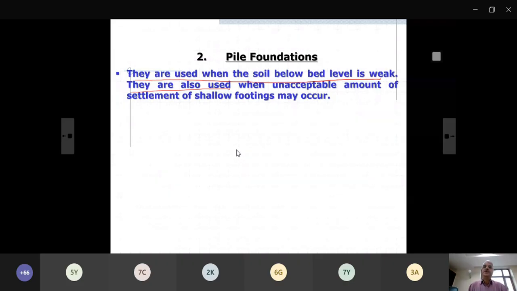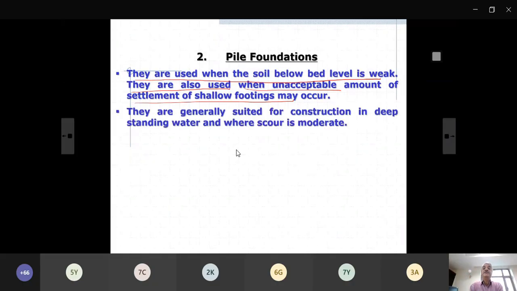Whenever you design open foundations, you check two things. It's adequacy of bearing capacity and the settlement. Both should be within the limits. So sometimes your bearing capacity is okay, but your settlement is unacceptable. And in that case, it becomes necessary for you to do pile foundation or deep foundation.